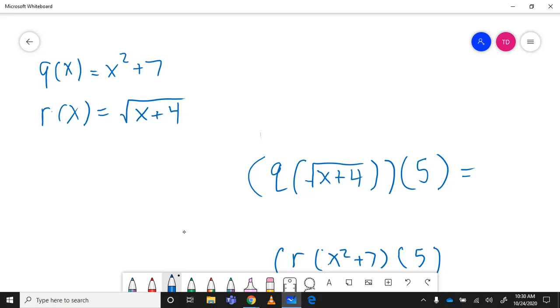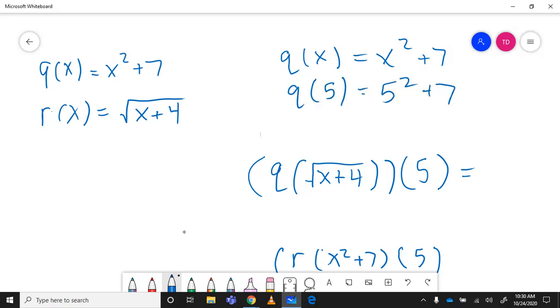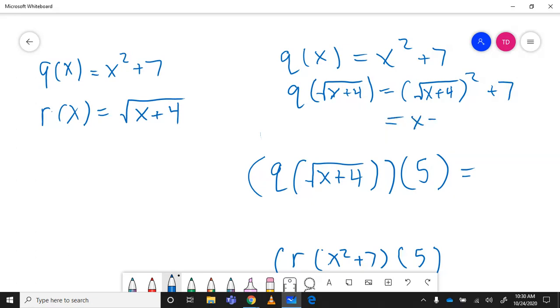Well, the q function, q of x, equaled x squared plus 7. Okay, where when we're evaluating a number, we just put that number in. Here, we are not evaluating a number, we're evaluating a variable expression, square root of x plus 4. So we say the square root of x plus 4 is what's being squared plus 7. Therefore, we get x plus 4 plus 7.